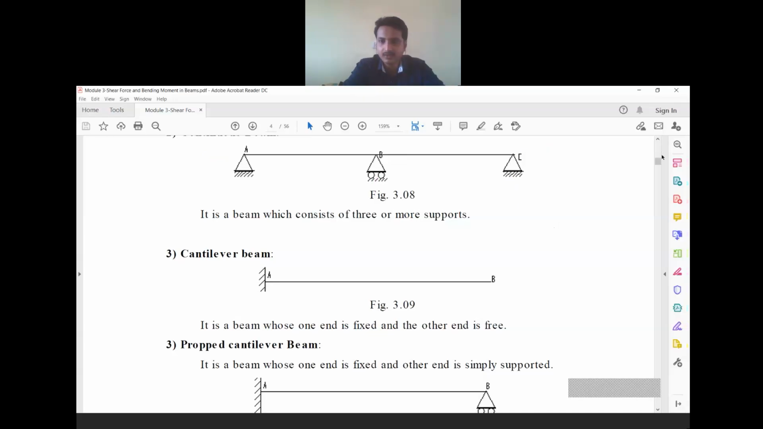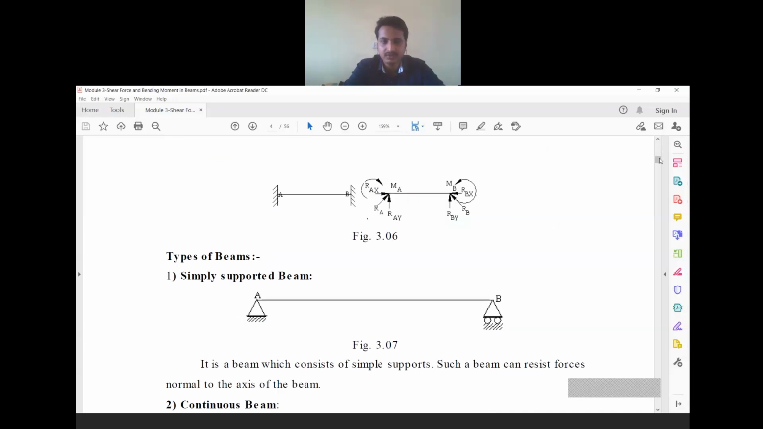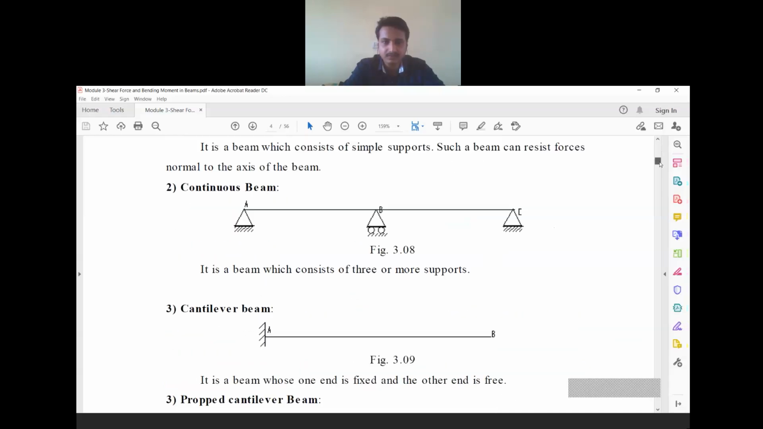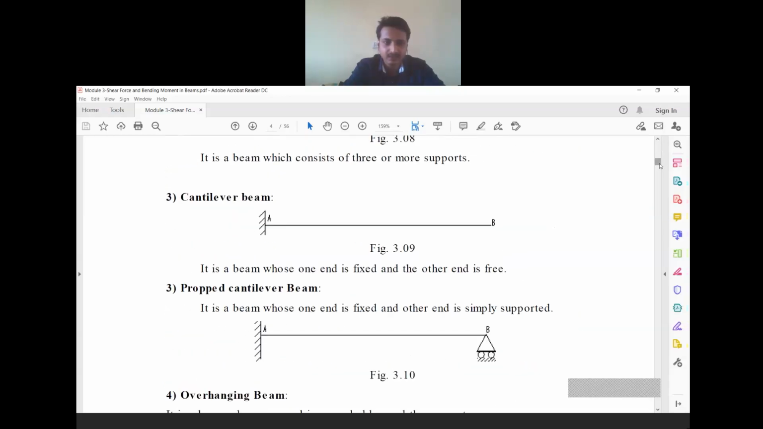The next type of beam we have is the cantilever type. What is a cantilever? Cantilever means at one end it will be fixed, and at the other end it will be free. This type of beam we call a cantilever beam.